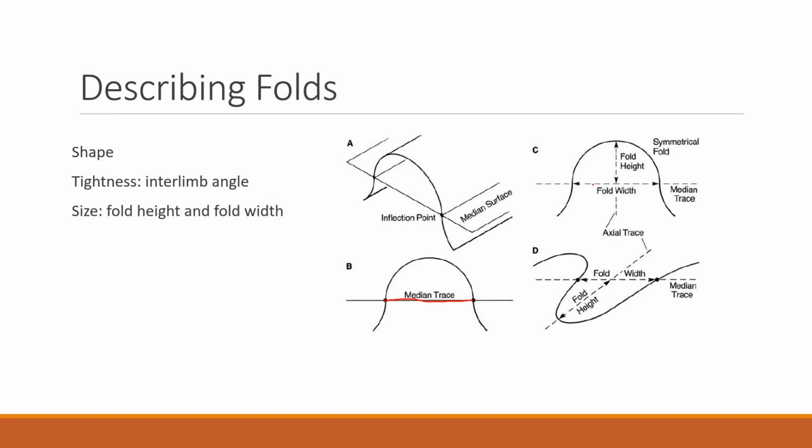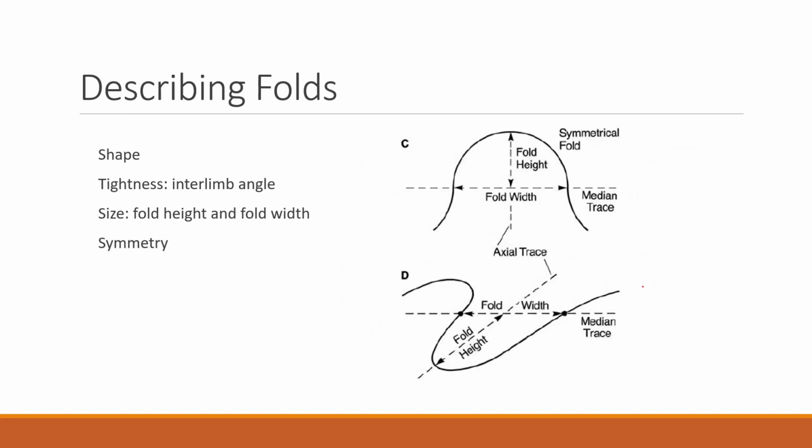So the fold width will be the width of the median trace, the distance between those two inflection points. The fold height will be the distance between the intersection of the axial trace to that median trace. So we're looking for the point of maximum curvature down to the line that intersects the two inflection points. This can get kind of challenging.